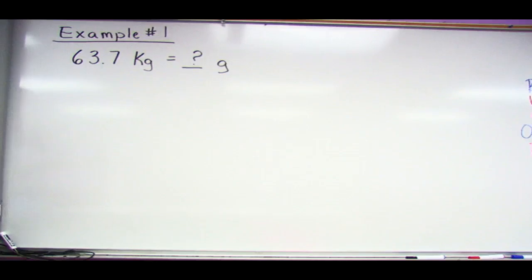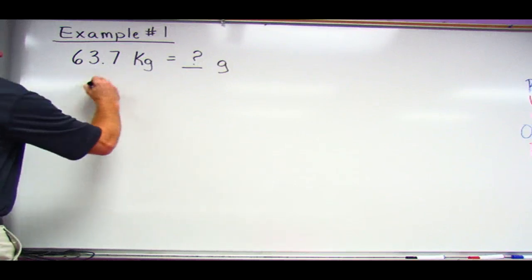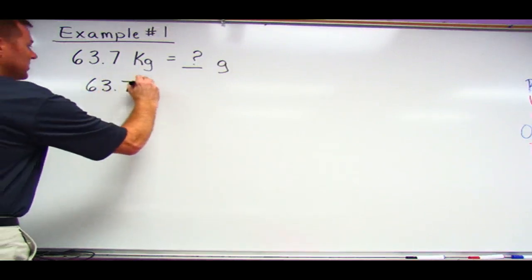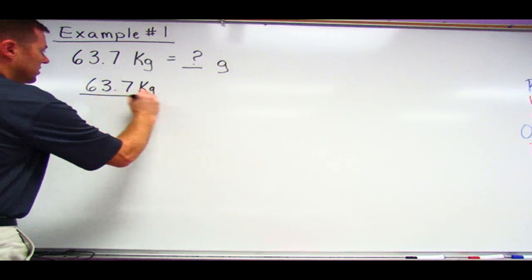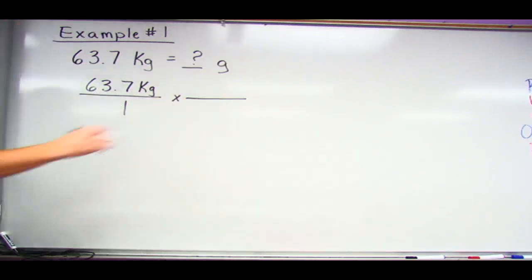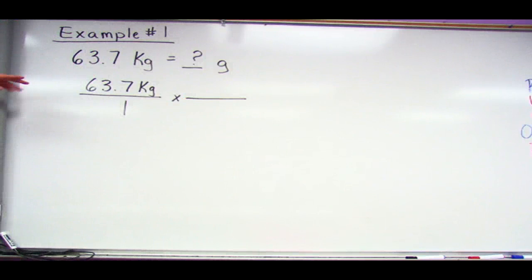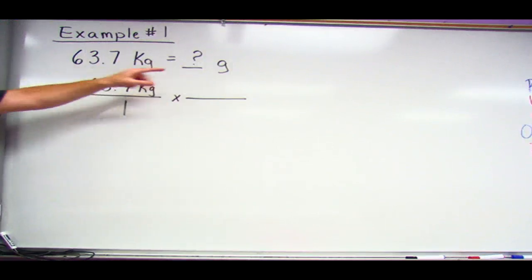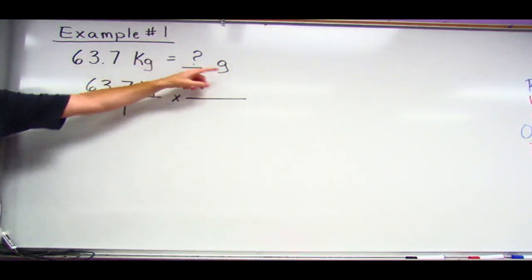So what we've got to do is, just like we start off every other dimensional analysis problem in this classroom, we have to put the given over 1. So we'll start off with 63.7 kilograms, put it over 1, and get ready to move on. So we want to go from kilograms to grams, and since grams is the base unit, we can go straight to it.